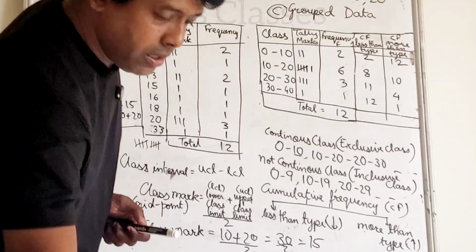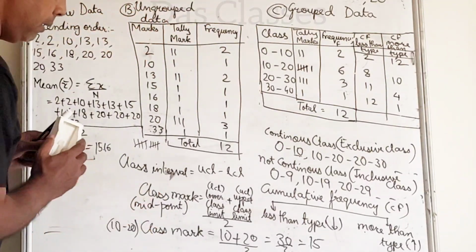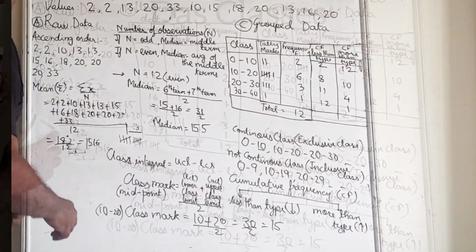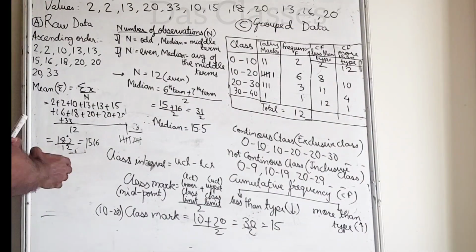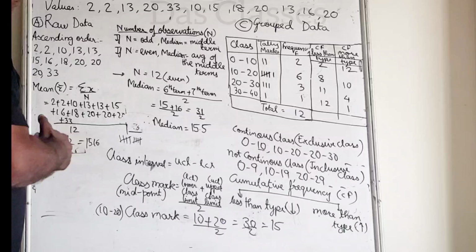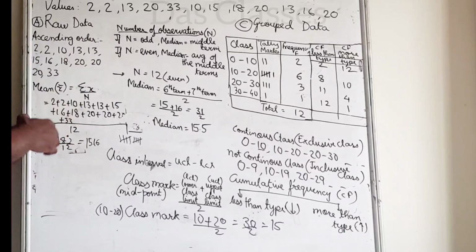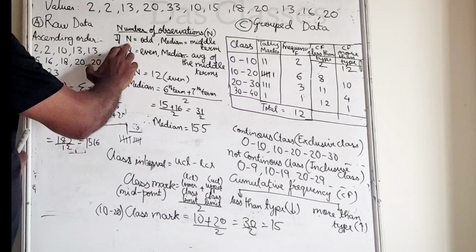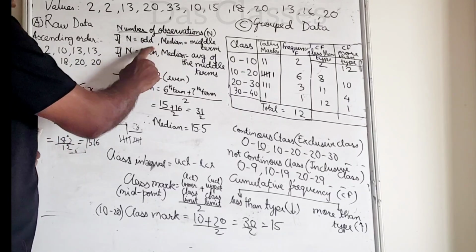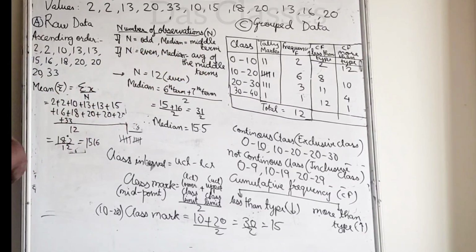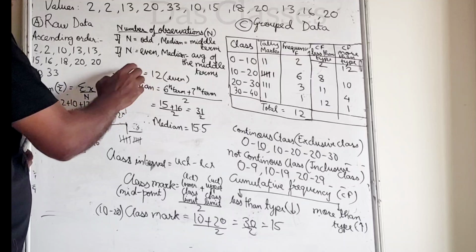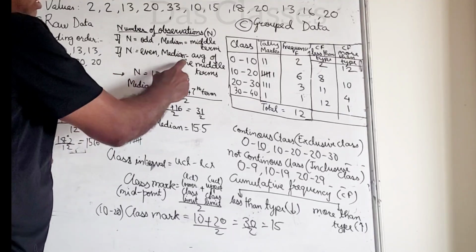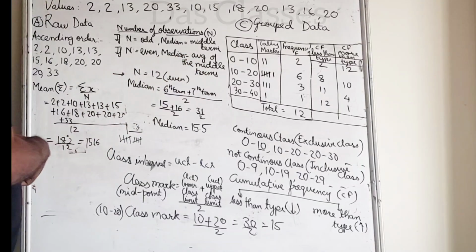Another important thing is they ask you to find out the median of this raw data. For calculating the median, what we need to do is first find out the number of observations present in the raw data. If the number of observations, let us consider it as n, is odd, then the median is the middle term. And if the number of observations n is even, then we take the median as the average of the middle terms.